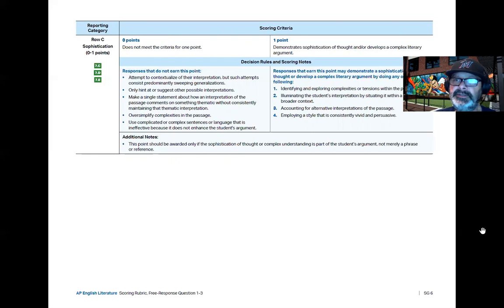Accounting for alternative interpretations of the passage. We'll study things in this class, a different way of looking at things, a feminist viewpoint, a cultural anti-racist way of looking at the passage, an economic or Marxist way of interpreting the passage, or Freudian, the psychological way of looking at the passage. There are certain ways you can interpret the passage in a significant and excellent way. And the fourth one is you're writing in a really good writing style that's vivid and persuasive, that still earns the sophistication point. All right.